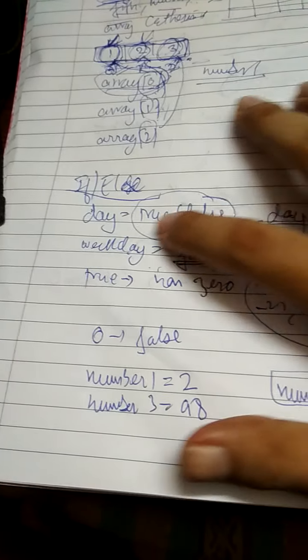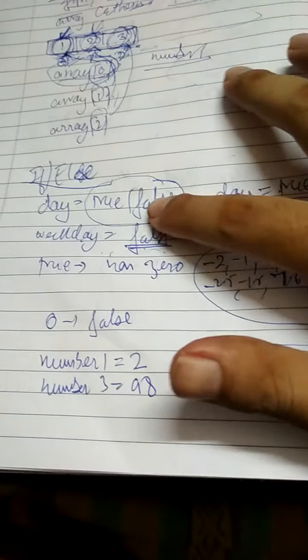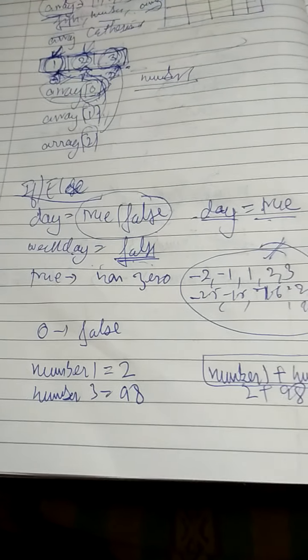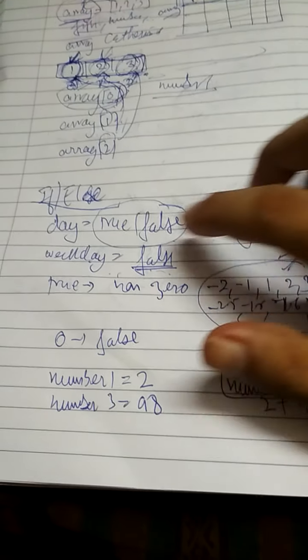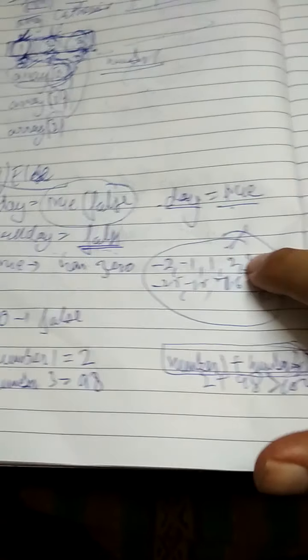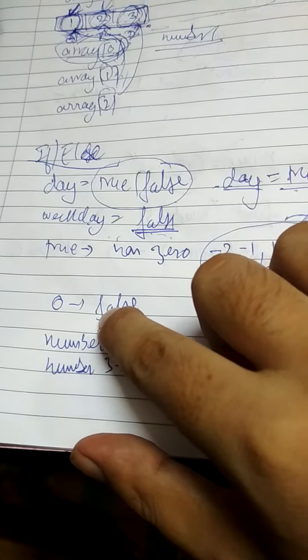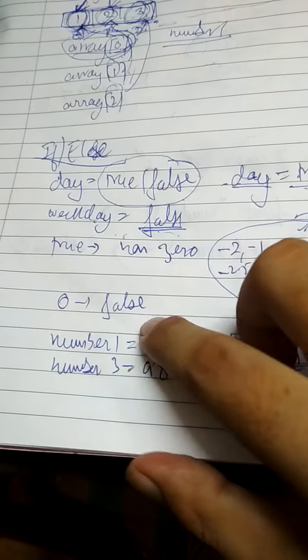So we learned two concepts in if else statement. First was what is a boolean. This you will use in later topics. A boolean can be either true or false. A non-zero value means true. A value of 0 means false. Anything except 0 will be true and 0 will be false.